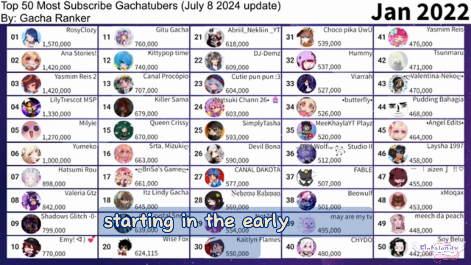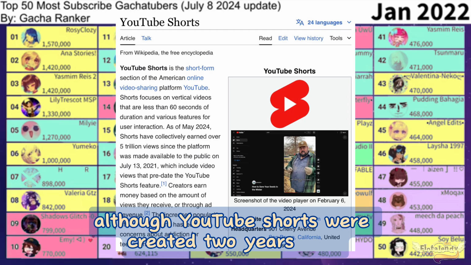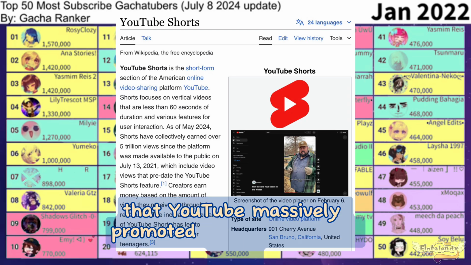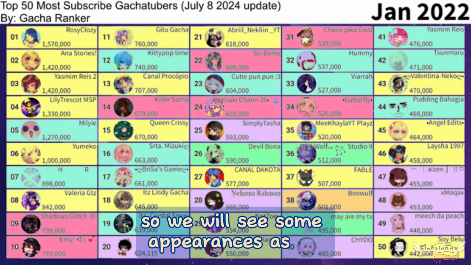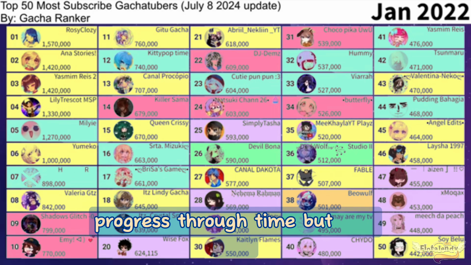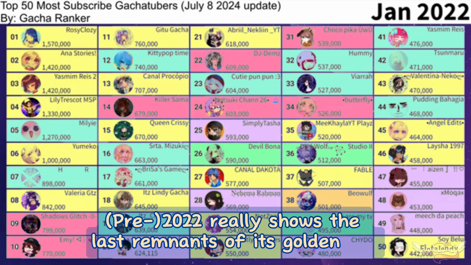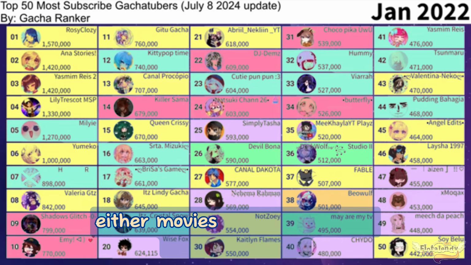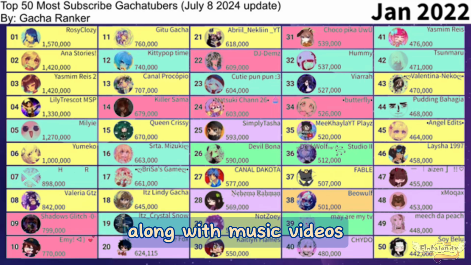Starting in the early days of 2022. Although YouTube Shorts were created 2 years prior, it was only starting this specific year that YouTube massively promoted them across the globe. So we will see some appearances as we advance through time. But for now, 2022 really shows the last remnants of its golden age, with a massive amount of story-related channels, either movies, series, and their respective dubs, along with music videos.